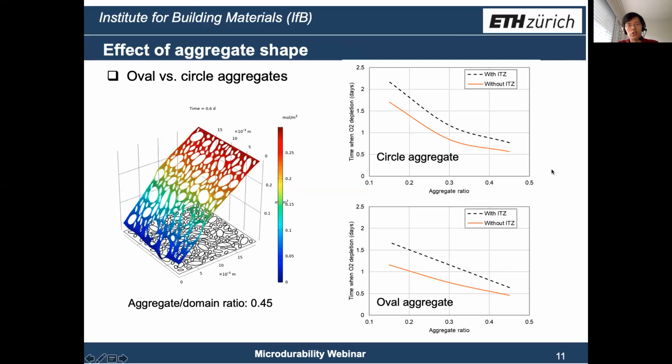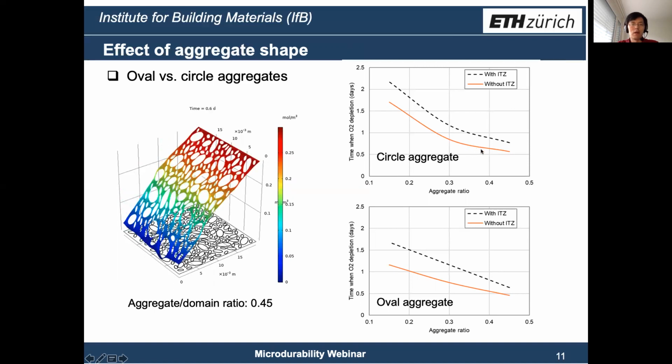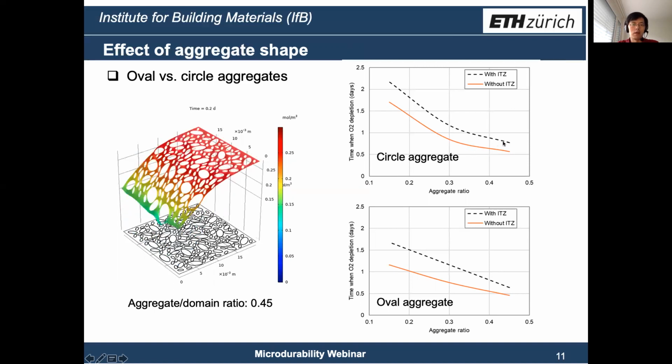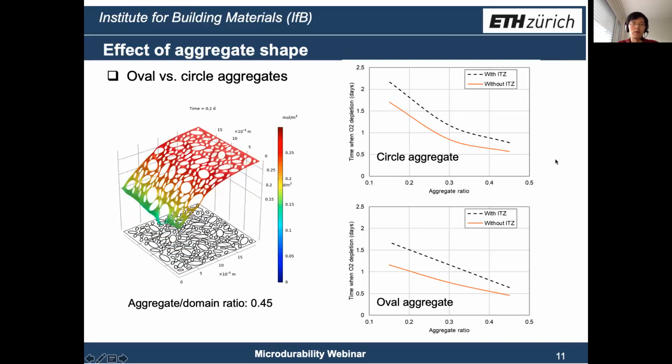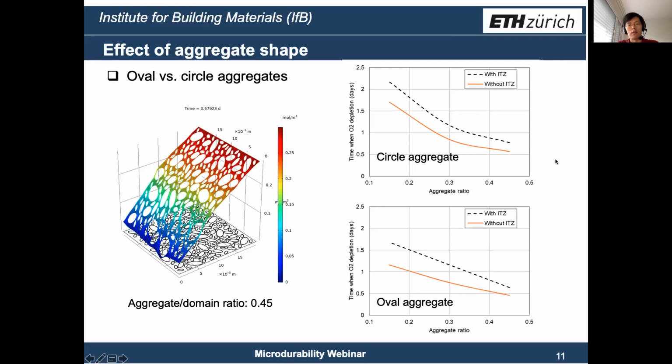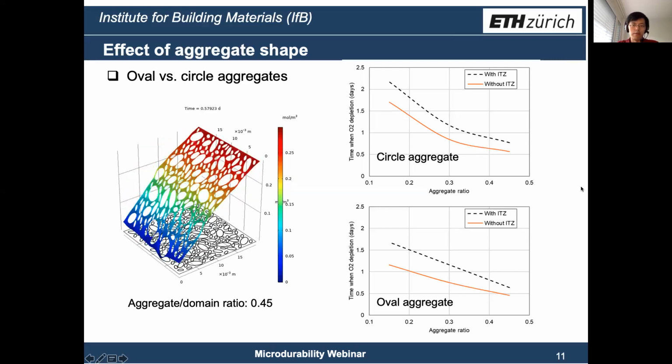Those figures also clearly show the effect of RTZ. So we have this dashed line result from the RTZ and the bottom line from the domain without RTZ. So it's clear RTZ works as a path for oxygen diffusion.